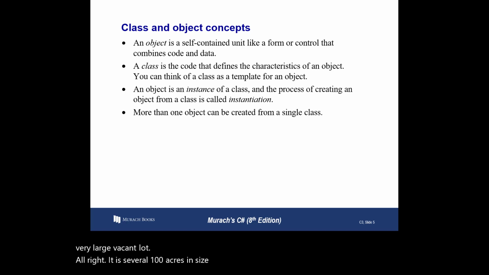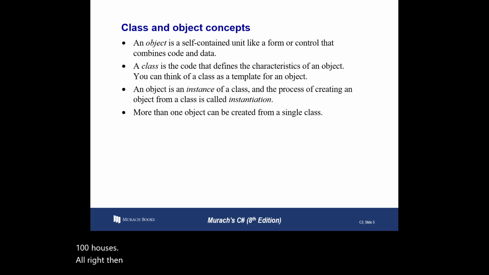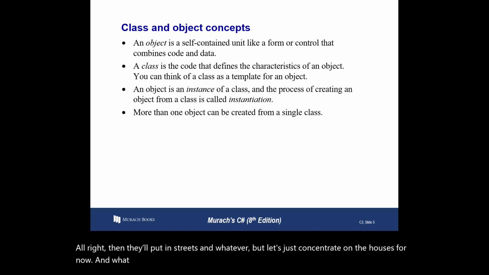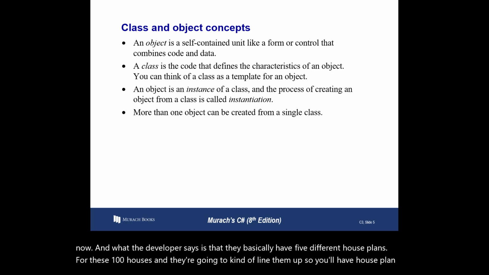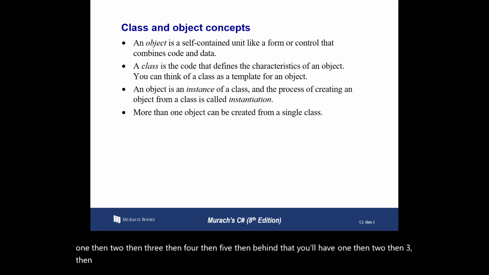Now, some developer buys that lot and decides they have enough room to put in, let's say, 100 houses. They'll put in streets and whatever, but let's just concentrate on the houses for now. The developer says they have 5 different house plans for these 100 houses, and they're going to line them up: house plan 1, then 2, 3, 4, 5, then behind that, 1, 2, 3, 4, 5, etc.